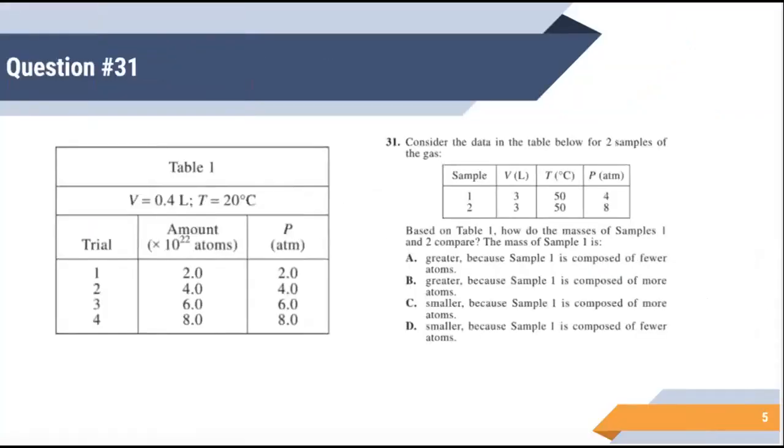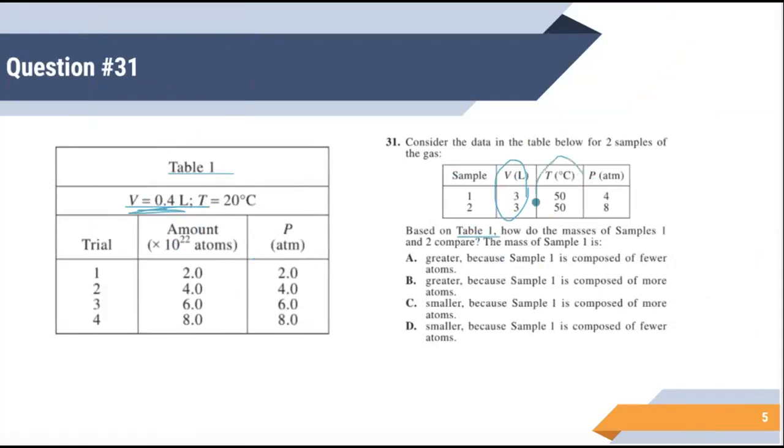All right, try question 31. Question 31 says, we're looking at table 1, so we know we're looking at table 1 here. Consider the data in the table for 2 samples of gas. The volume here is 3. Here our volume is 0.4. However, you can see they have the same volume, just like all of these have the same volume.